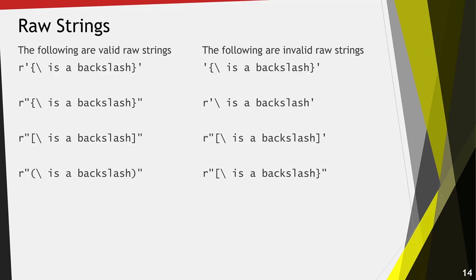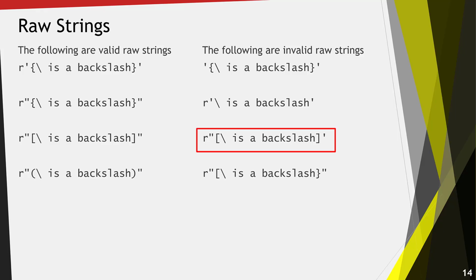The important thing is, whatever you start the raw string with, you need to use the corresponding characters to end it as well. The examples that I have on the right are invalid raw strings. The first one forgets the R character that goes before a valid raw string. The second one doesn't include a squiggle bracket, a square bracket, or a parenthesis. You need to include one of these 3 to create a raw string.